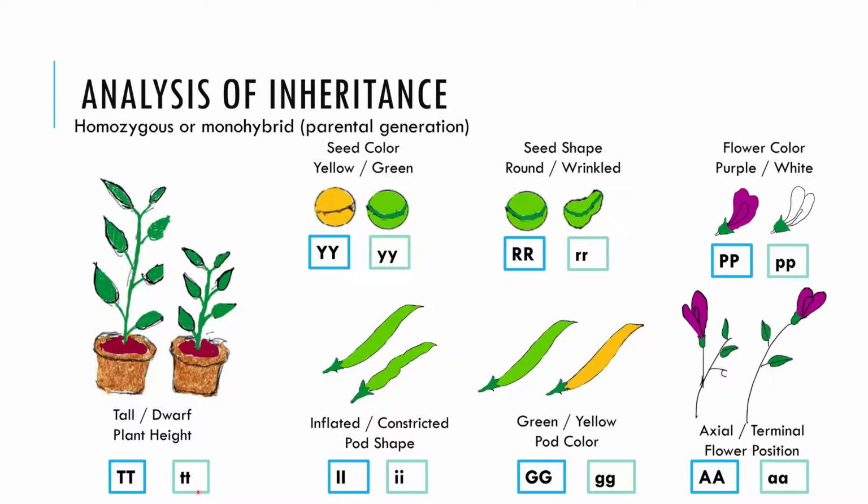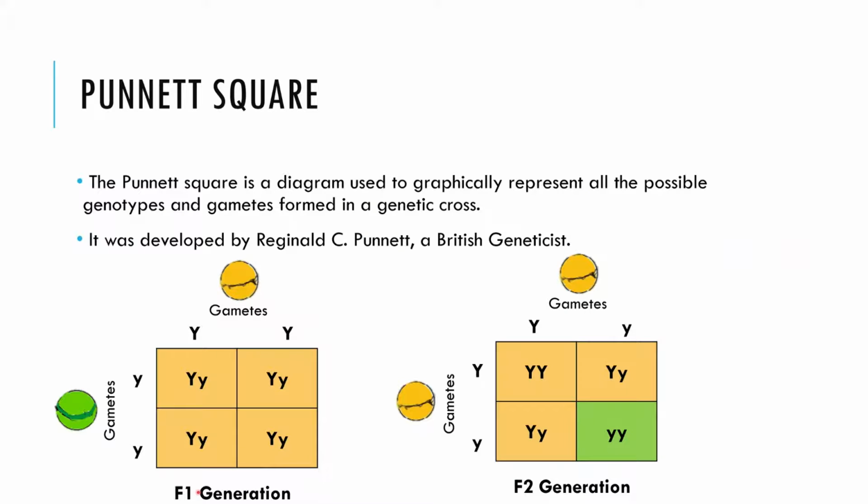Okay. Now, what is a Punnett square? A Punnett square is a diagram that is used to graphically represent all the possible genotypes and gametes formed during a genetic cross. And this was introduced by a British geneticist named Reginald Punnett.